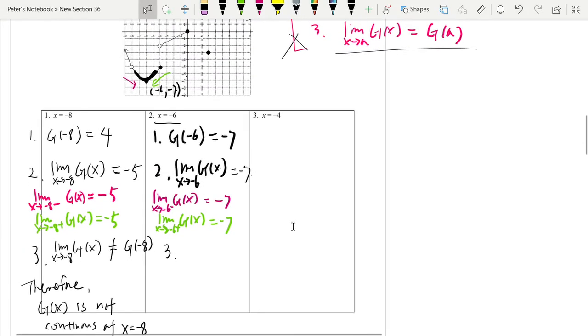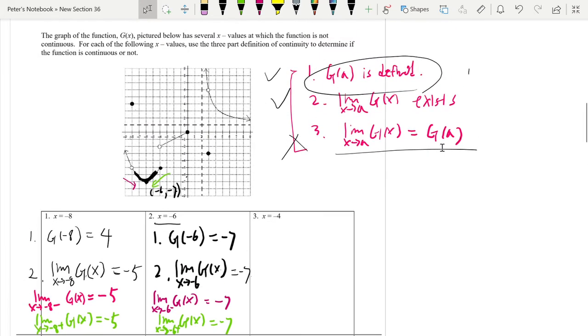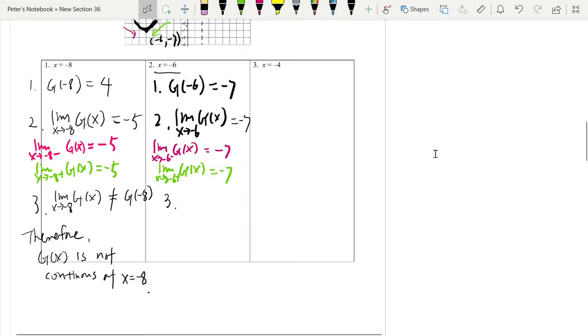And the last condition is you need to say the limit of g of x as x approaches negative 6 should be the same as g of negative 6. And, oh, guess what? Those are actually the same value, right? Negative 7 and negative 7. So in this case, the limit of g of x as x approaches negative 6 is equal to g of negative 6, which is actually equal to negative 7, right?